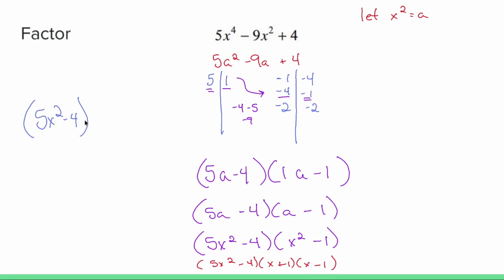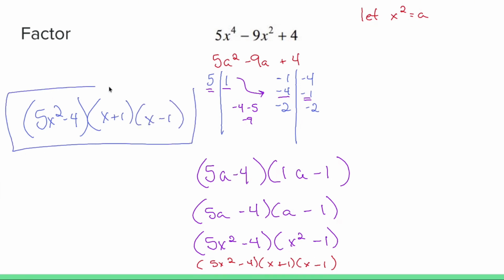Now, if that was x squared minus 4, we could, but with that 5, we can't. Then you've got x plus 1, then you've got x minus 1. That's going to be our final answer. Ooh, I love those problems. Fun stuff.